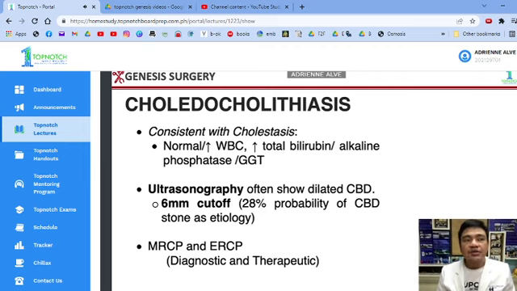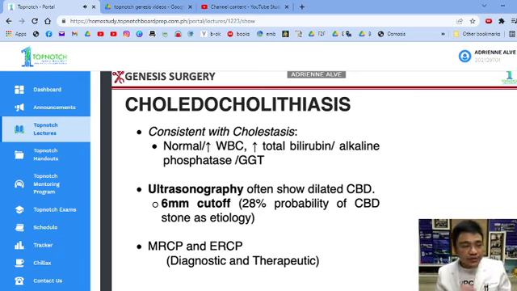So what does the cutoff mean? So if you have a patient na 6 mm or more yung diameter of the CBD, meron siyang 28% chance, okay, na yung obstruction na yun is caused by a common bile duct stone. Come to think of it, hindi naman ganun kataas yung probability, diba? 28%. But it's enough suspicion for you na kapag dilated yung common bile duct mo, chances are 28% it's because of a common bile duct stone.